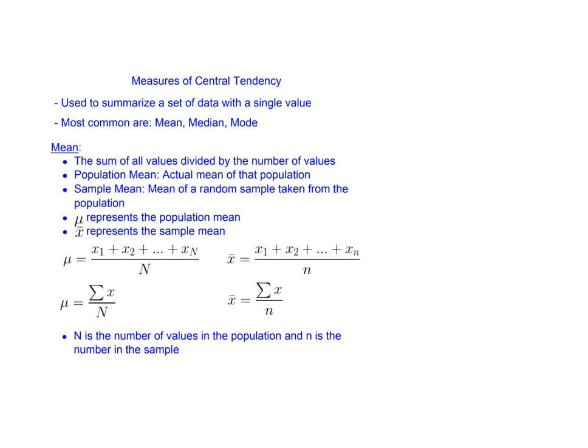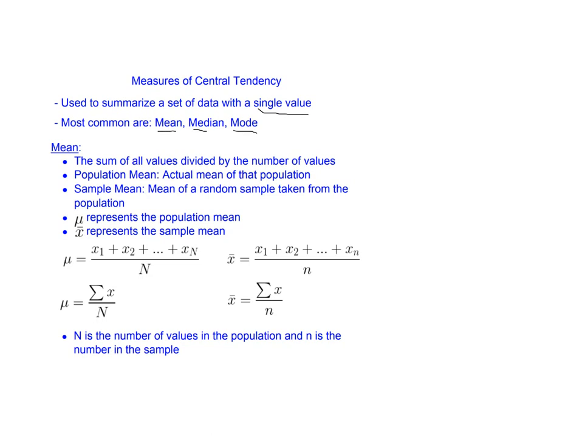In this video we look at measures of central tendency. Measures of central tendency are used to summarize data with a single value. So the idea is that we use one single value to represent an entire set of data. The most common that you've probably seen before are the mean, the median, and the mode. Those are all measures of central tendency.